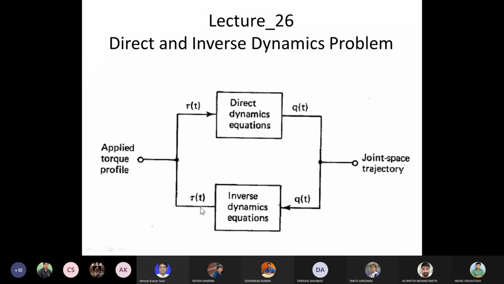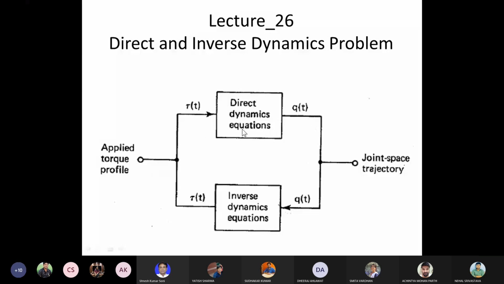Okay, understand? Actually here it is showing that it is a closed loop, but these are two different incidents. The upper part is something different happening at a different sampling time, and the lower part is happening at a different sampling time. Suppose we have first calculated the required reference torque. Once we have calculated the reference torque in each joint, we give it to the direct dynamics equation.